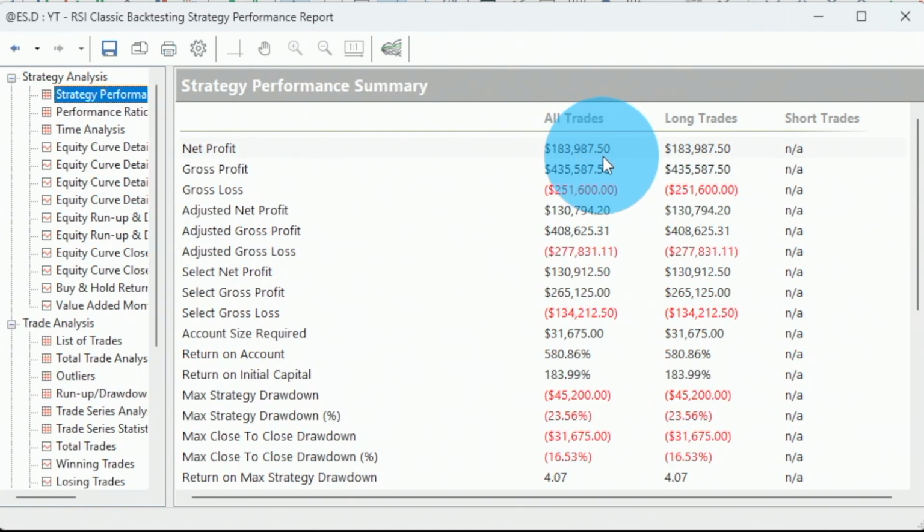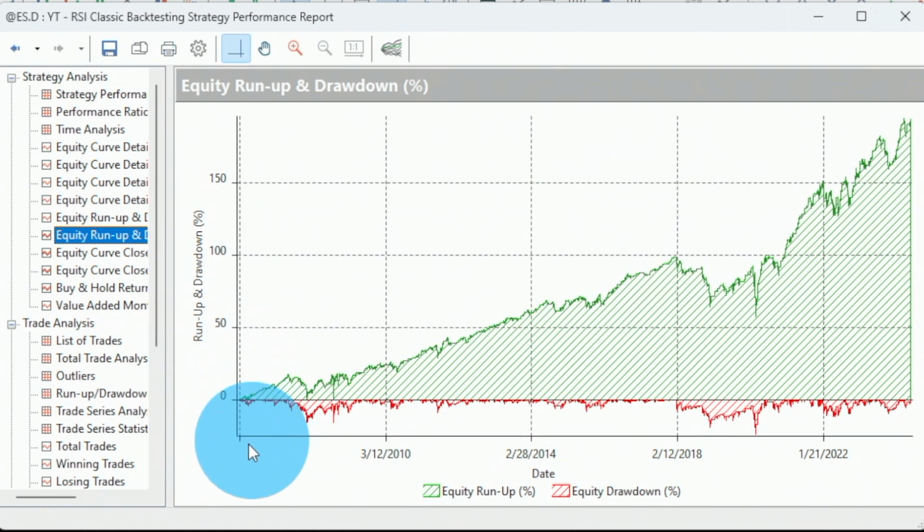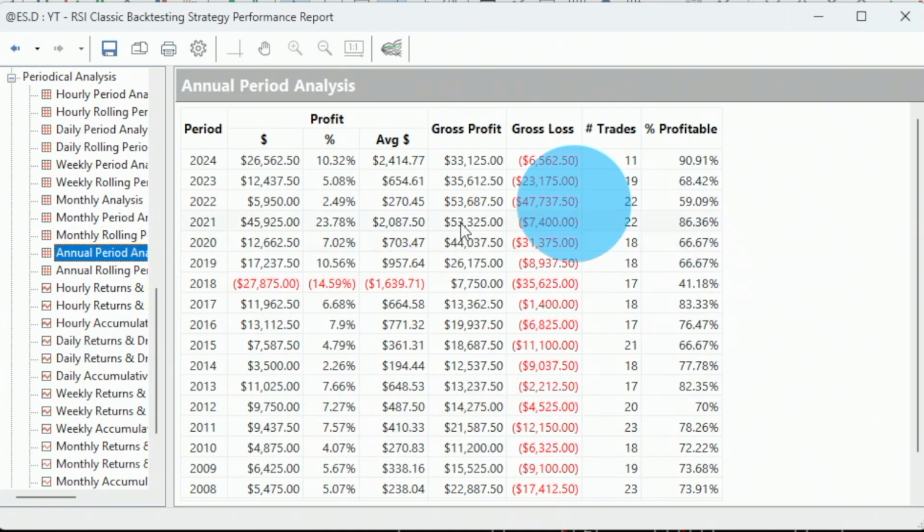The strategy made $183,000 on a single contract with a 4-to-1 return to drawdown ratio. This is the equity curve, and we suffer a little bit here in COVID and in 2018. And this is the annual period analysis. So we lost only in 2018 since 2006, and every other year is profitable.